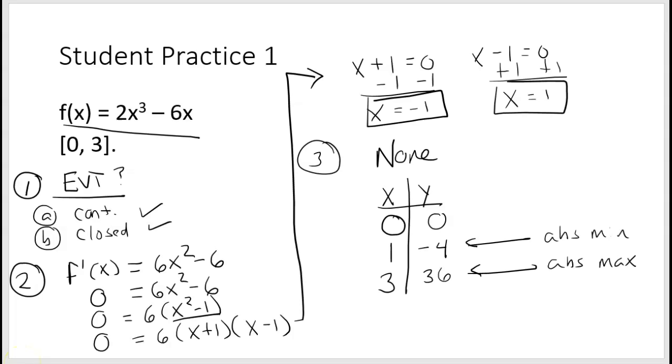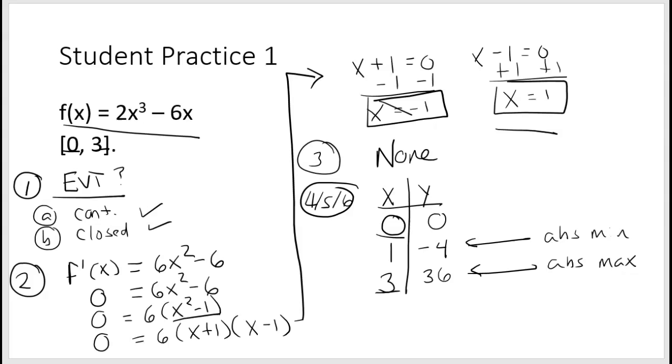All right, now you guys might notice something a little odd about my table here for steps 4, 5, and 6. I left a number out. Why did I do that? I have my endpoint 0, that goes in first, and then I have my other endpoint 3, that goes in second, and then we put the critical values in between. But the problem is that the only critical value that's actually between 0 and 3 is 1.